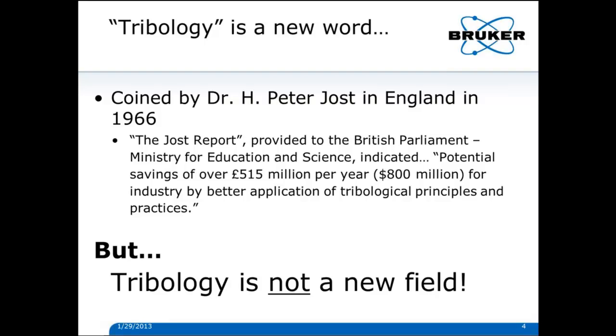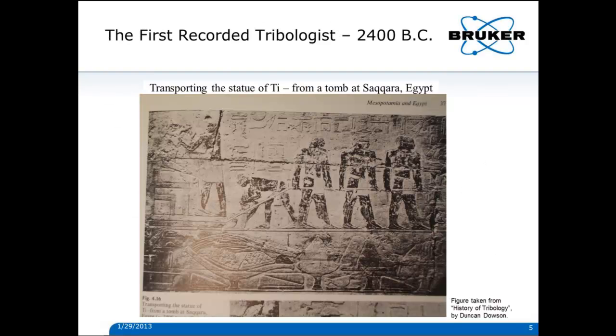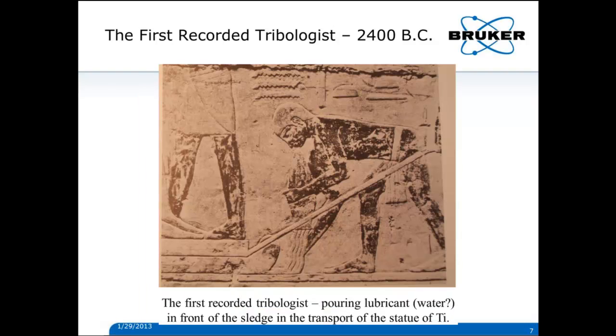So, while it's a new word, it certainly is not a new field. Here's something I found in the book by Duncan Dowson, a great book, History of Tribology. About 4,500 years ago, a petroglyph of the transporting a statue of Tea out of Egypt. If I look closely at this fellow here, we see that he's the first recorded tribologist. He's actually pouring some sort of a lubricant, it's believed to be water, it could have been oil from animals as well, in front of a sledge to make it easier to slide the statue. So that's the first guy, but other documentation doesn't exist.